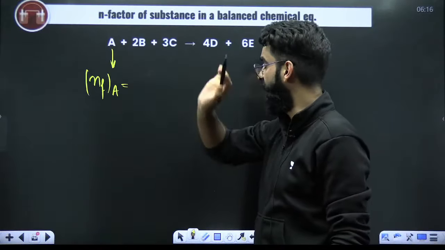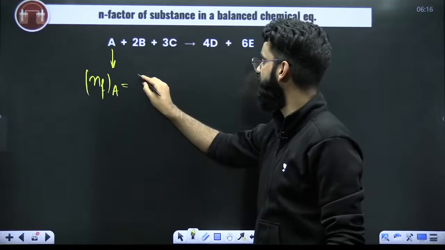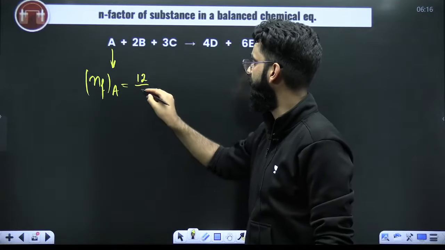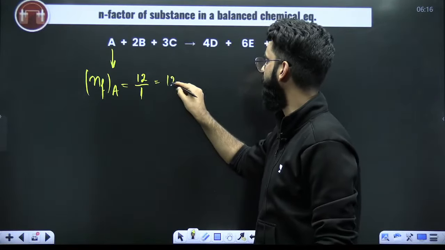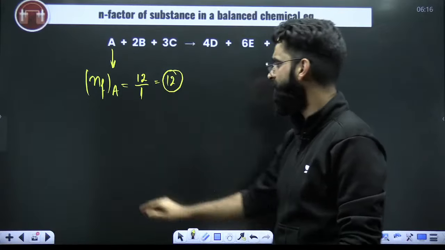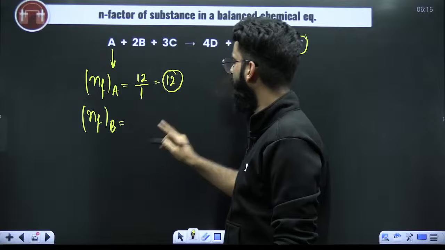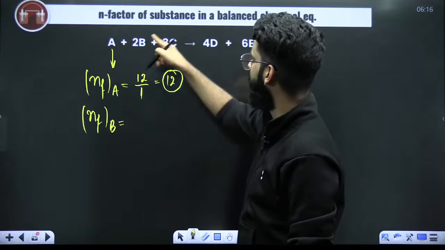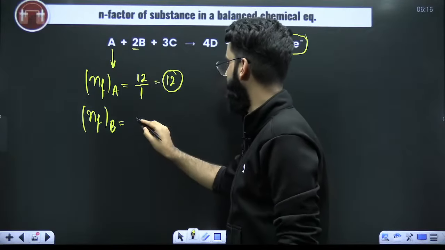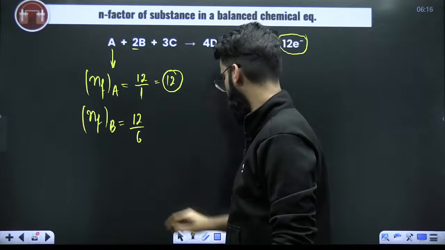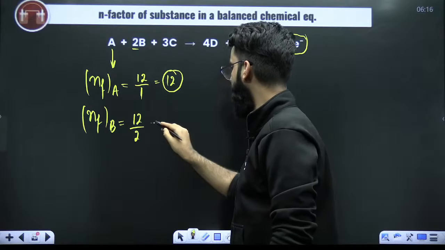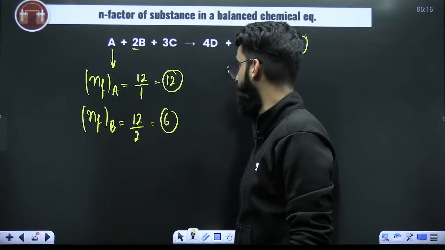Let's say the n factor of A will be equal to moles of electrons exchanged, that is 12, divided by the stoichiometric coefficient of A, that's 1. The n factor of A, you'll directly say as 12. For example, if I'm asking about the n factor of B, how many moles of electrons exchanged? 12 divided by stoichiometric coefficient 2. So 12 divided by 2 is 6. So 6 I'll be calling the n factor of B.